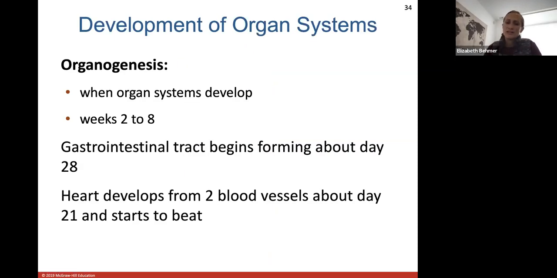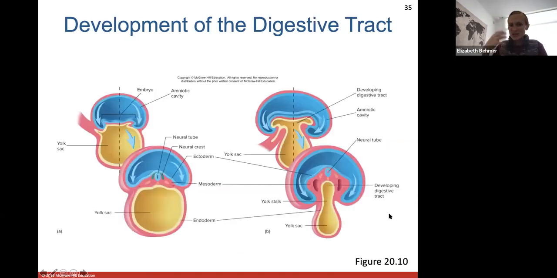Organogenesis is when the organ systems develop between weeks 2 to 8. The GI tract begins forming at about day 28, and the heart develops from 2 blood vessels about day 21 and already starts to beat at about day 21. Here's the digestive tract forming. So again, you can see the digestive tract forming from the endoderm, forming another tube-like structure.